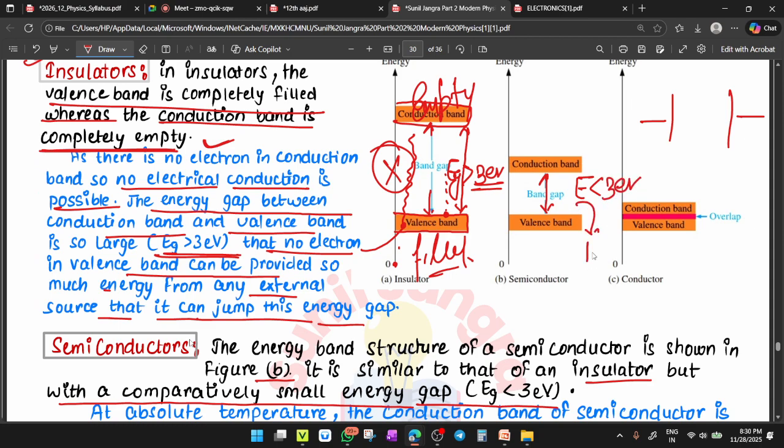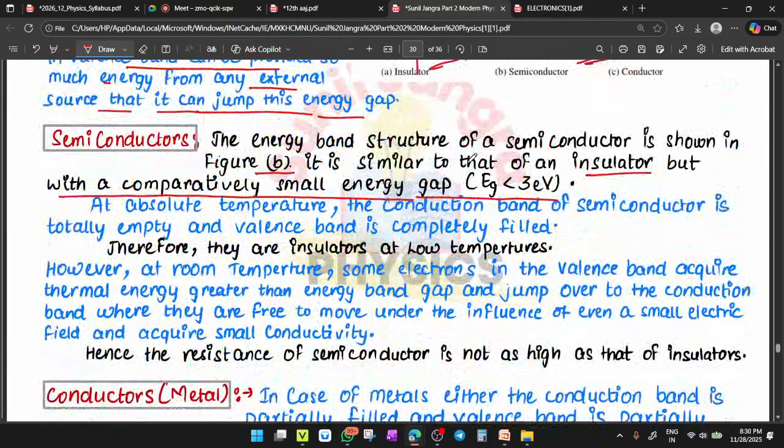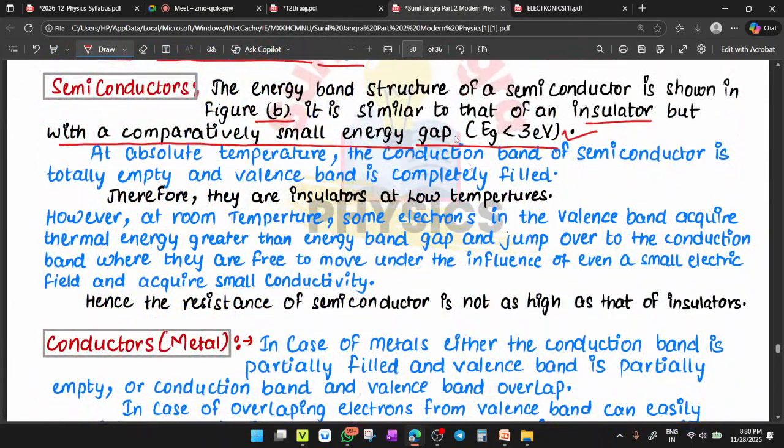Example, 1.1 electron volt. This means the energy band gap is somewhat less, less than 3 electron volt. At absolute zero temperature, the conduction band of a semiconductor is totally empty and the valence band is completely filled.